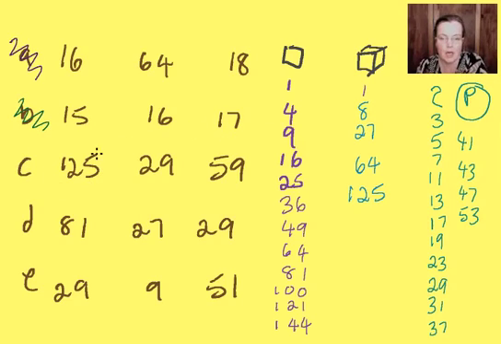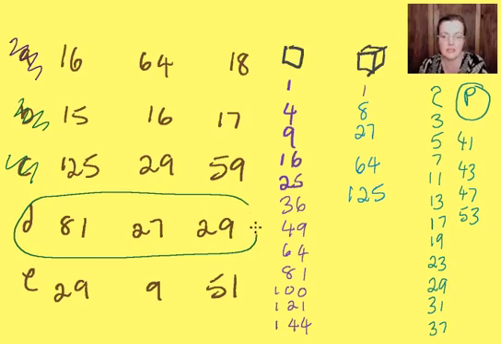Let's try C. That's a cube number. That's a prime number. 59 is also a prime number. So we don't want that. Let's try this one. A square number. 9 times 9 is 81. A cube number is 3 times 3 is 9, times 3 is 27. And 29 is a prime number. So the answer is D.